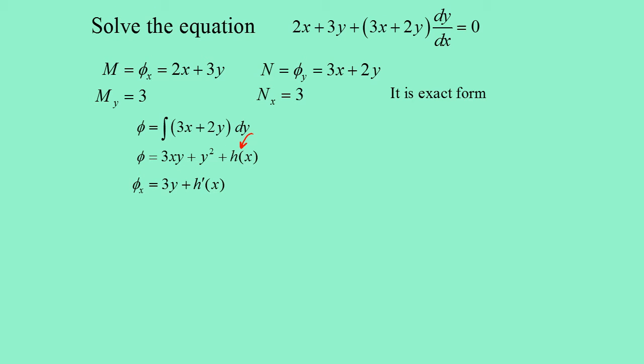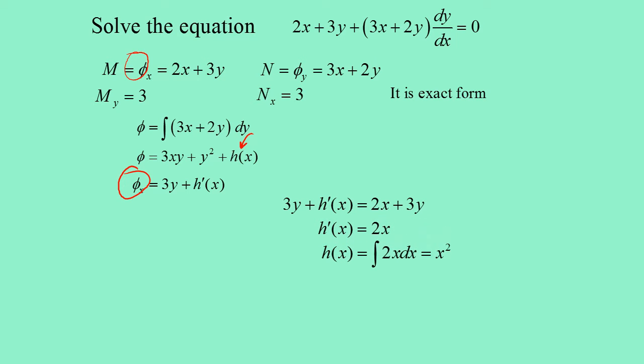We do the derivative of that with respect to x, and we set the two equal to each other. Solve for the h prime and integrate to find h. We put these together to form our potential function. Now, once we know the potential function, we can write the answer.